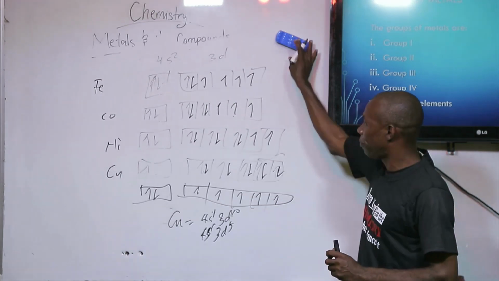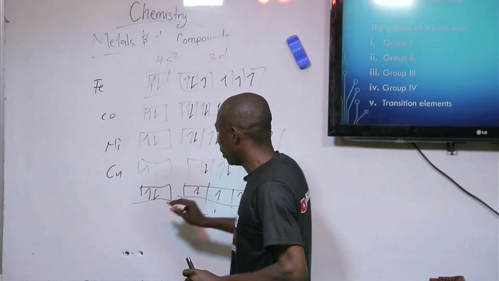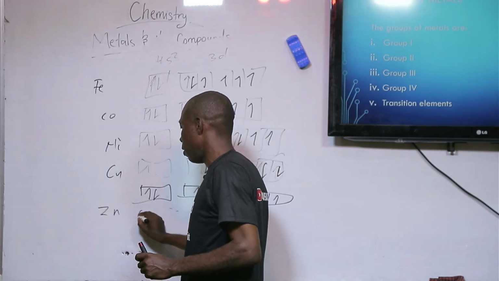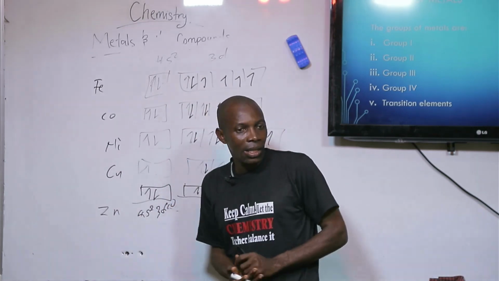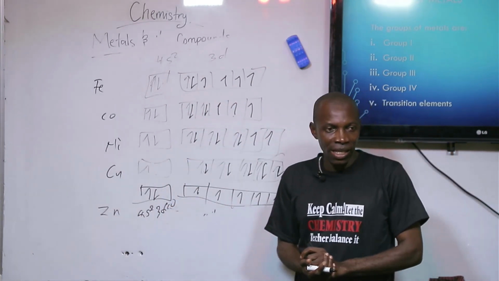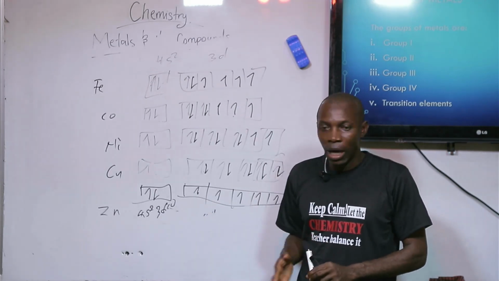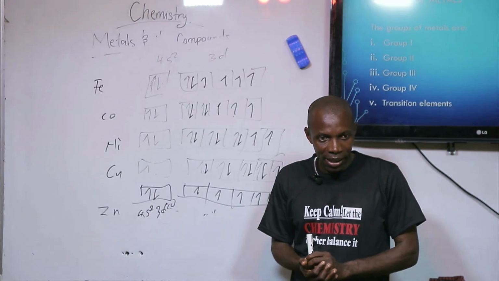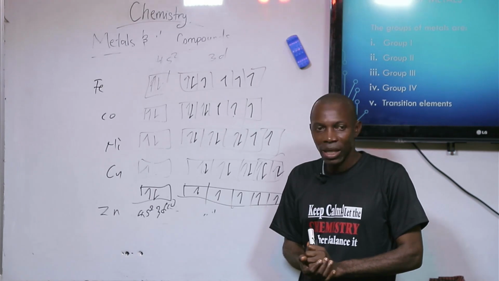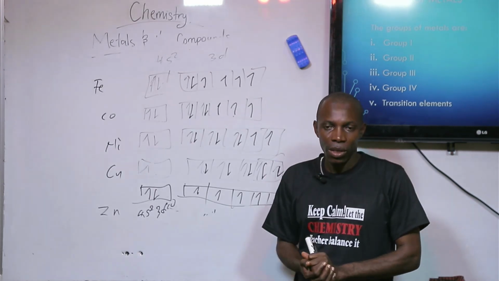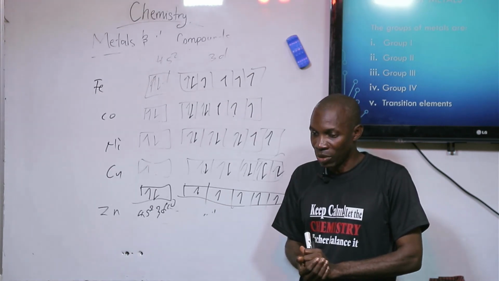Then finally, zinc will now give us 4s2, 3d10. These are considered to be the first transition elements because they occupy the d block. And due to the inner filling, they have similar chemical properties. The transition elements also have colored salts. And sometimes, or most times, they are used as catalysts.